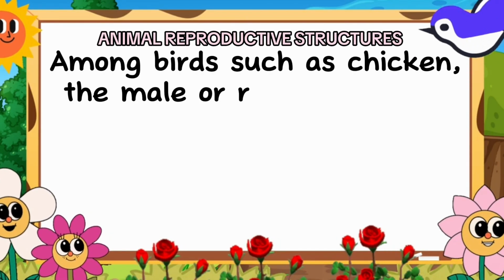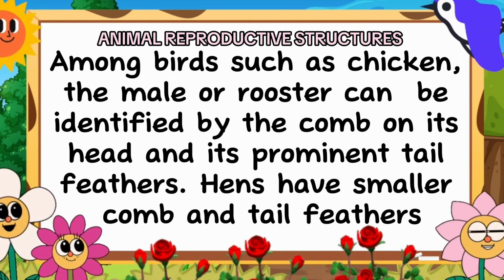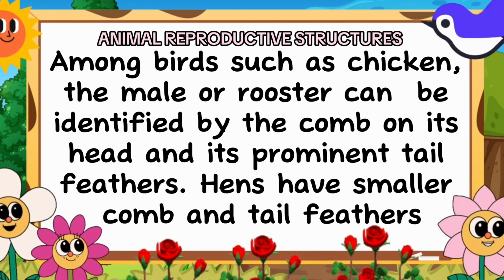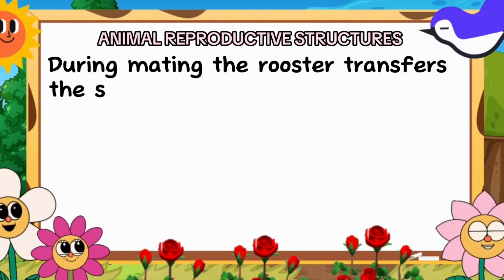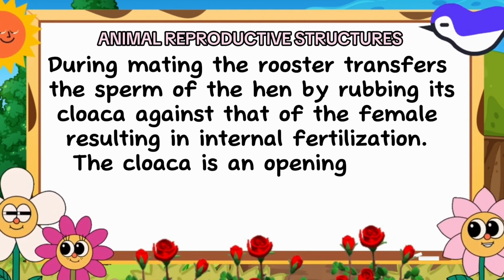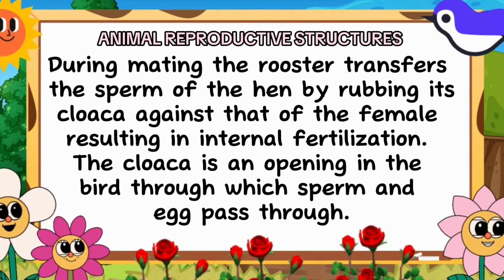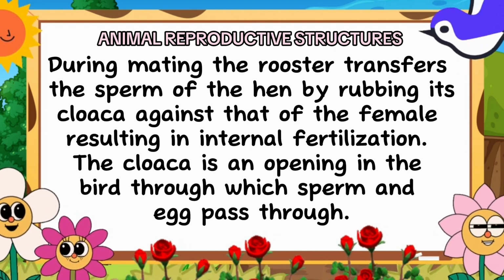Among birds such as chicken, the male or rooster can be identified by the comb on its head and its prominent tail feathers. Hens have a smaller comb and tail feathers. During mating, the rooster transfers sperm to the hen by rubbing its cloaca against that of the female in internal fertilization. The cloaca is an opening in the bird through which sperm and egg pass.